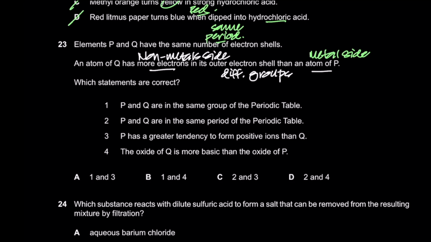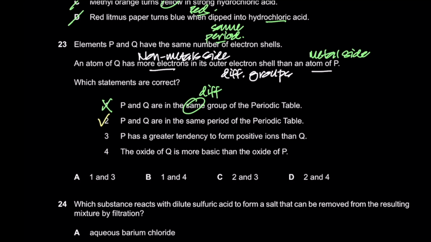P and Q are in the same group? No, they are in different groups. I'm solving this for the first time with you guys, so you can check the marking schemes when they're released. I don't think anybody has solved it, and I also don't think anybody has released the marking scheme yet. So I'm solving it with you for the first time, but if I'm solving it conceptually, all my answers should be correct if I'm applying the concepts, right? P and Q are in the same period?